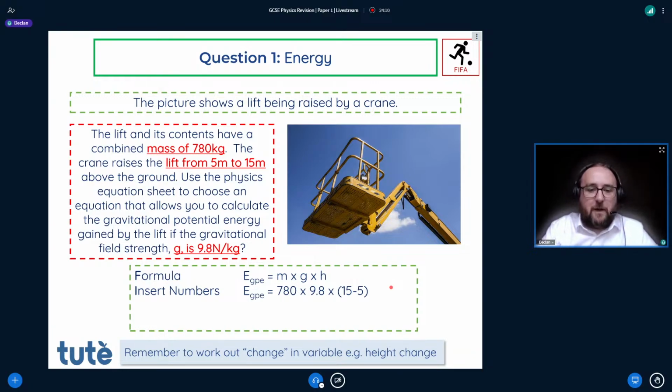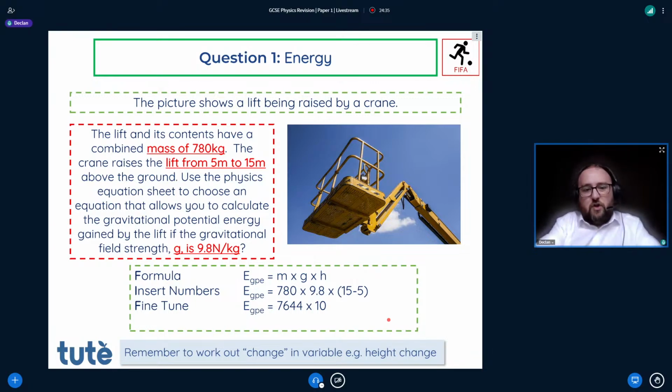Next, we might want to do some fine tuning. So here I can see a few bits of fine tuning that I would want to do to make this easy for me to type into my calculator. So fine tuning is our next step. So I've made it simpler for myself. I've done my 15 minus 5, which is 10. And then I've also done my 780 multiplied by 9.8 and worked that out to be 7,644. And then it gives me just 2 numbers to type into my calculator.